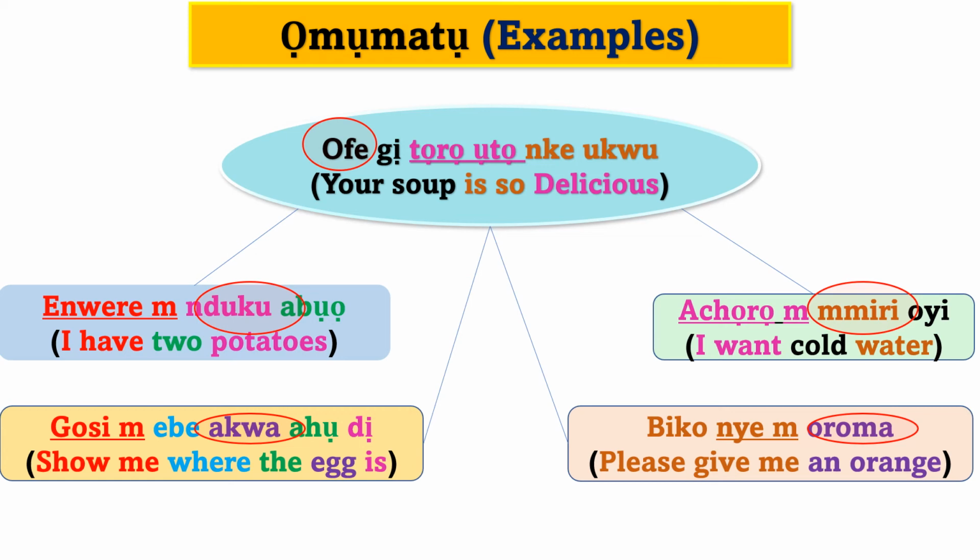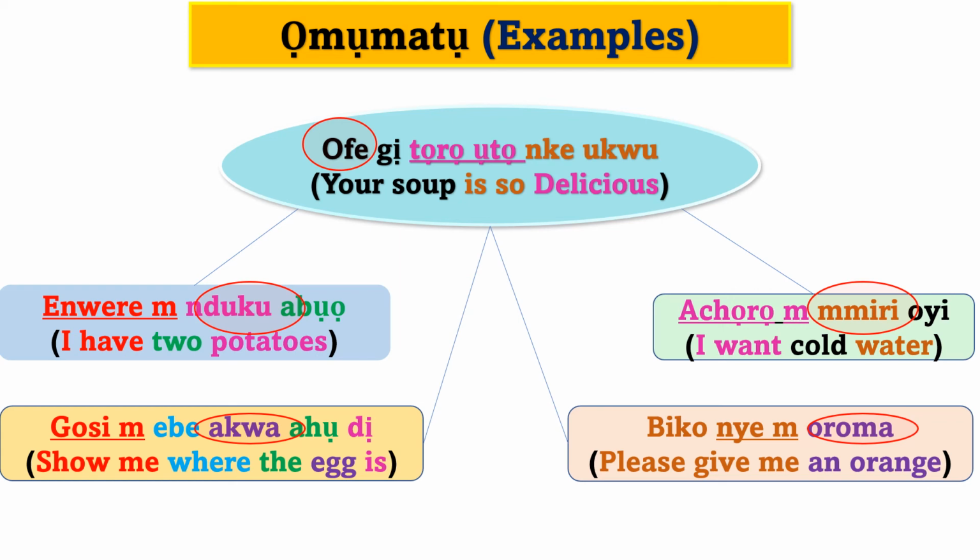So another example would be enwere m uwe, that's clothes, atọ. So I have three clothes. But in English it would have been I have three clothes, but in Igbo the cloth will come after and before the number. So just take note of that. It will help you while you're forming the sentences.